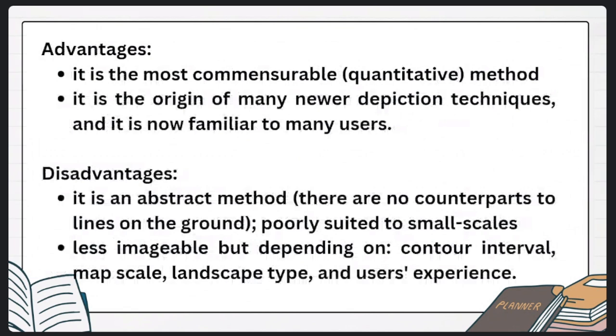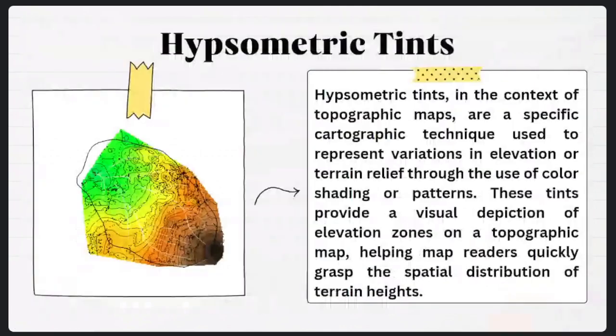So, what are its advantages? It is the most commensurable quantitative method. It is also the origin of many newer depiction techniques, and it is now familiar to many users. For its disadvantages, it is an abstract method. There are no counterparts to lines on the ground. It is poorly suited to small scales. It is less imageable, but depending on contour interval, map scale, landscape type, and user's experience.